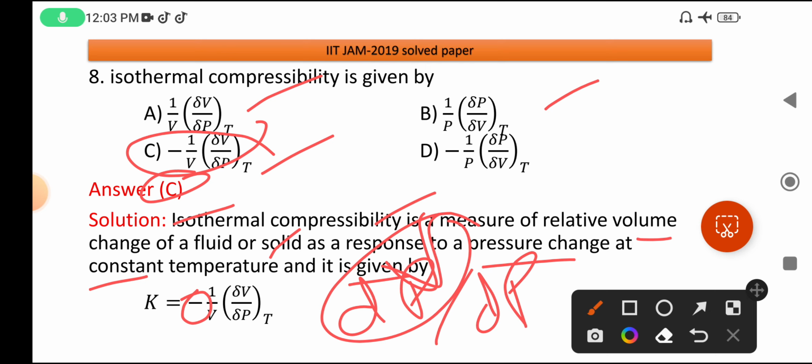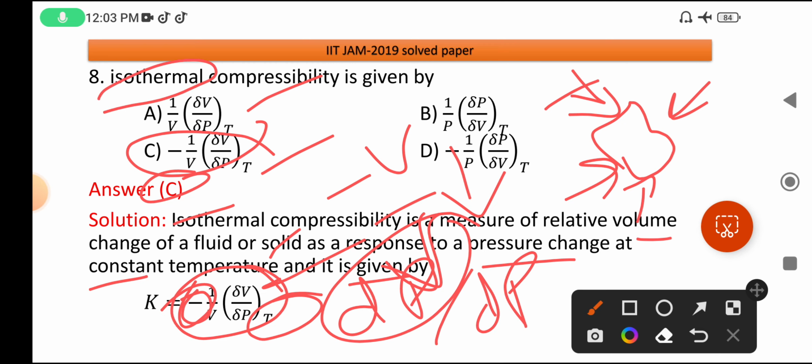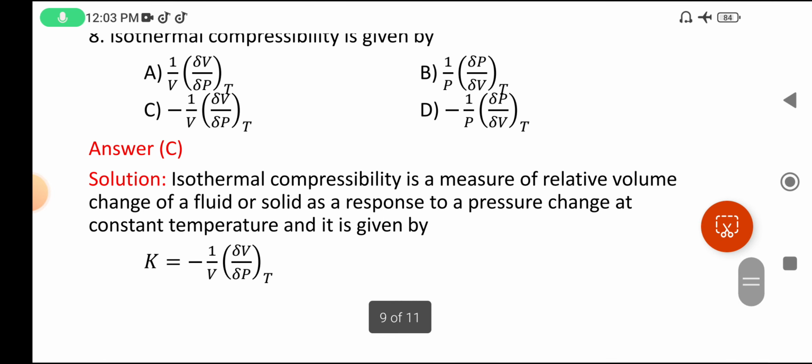That is compressibility. Suppose you have a spongy substance and you apply force from all sides, its volume decreases. So decreasing volume is shown here by minus. One by V, original volume, and the change in volume takes place at constant temperature. That is the isothermal process. So option is C.